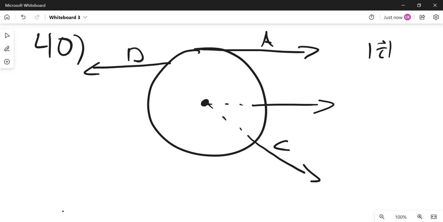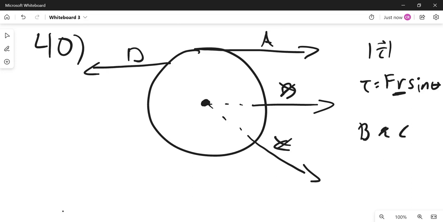The first thing we can do is rule out B and C, because the formula for torque is F times R times the sine of theta. This is the radius of separation. B and C have zero radius of separation, which is why I have a dot here, so B and C are equal to each other. Now we just need to rank A and D.